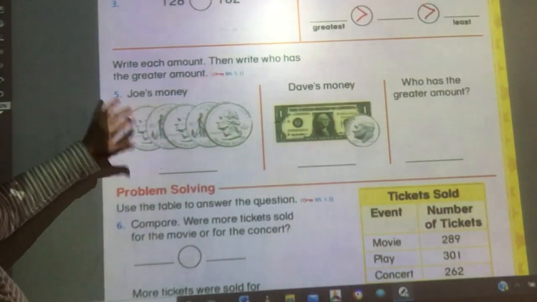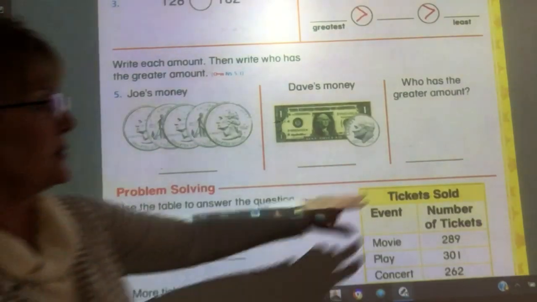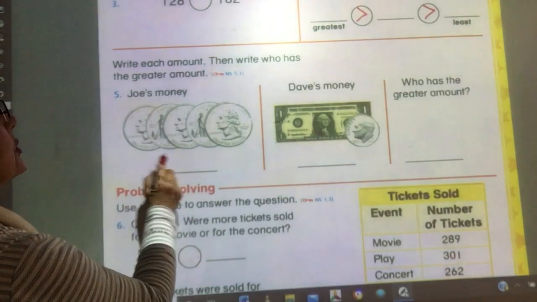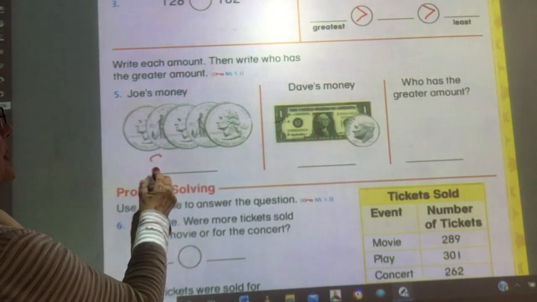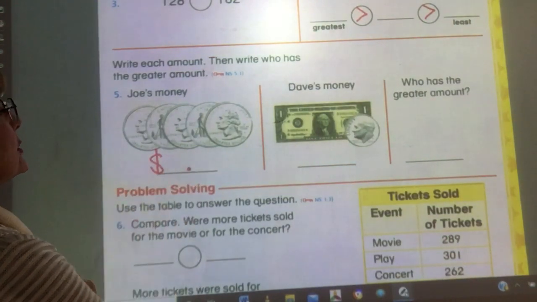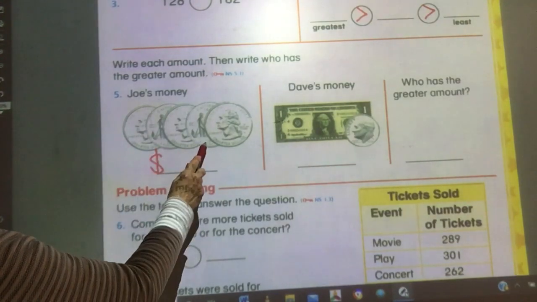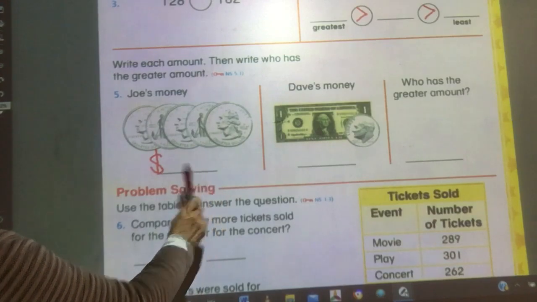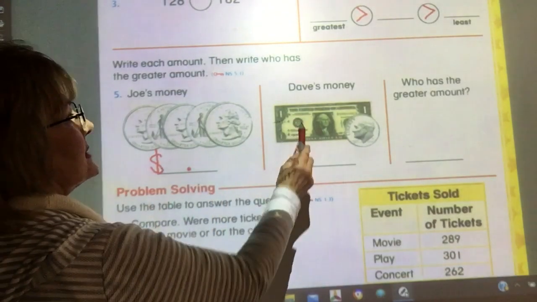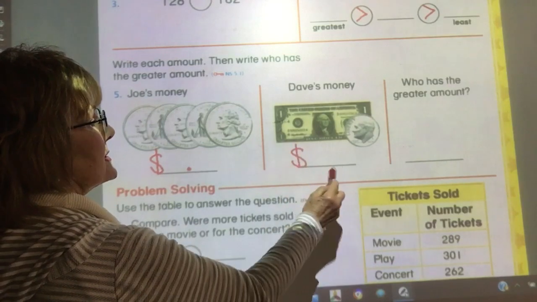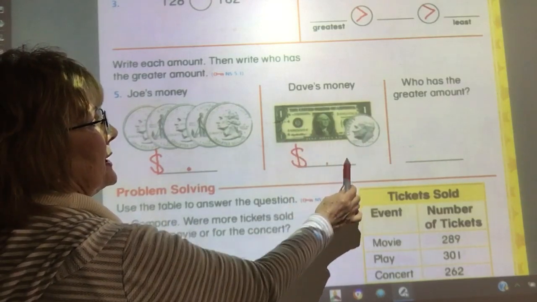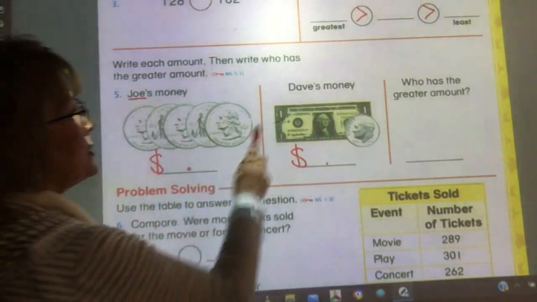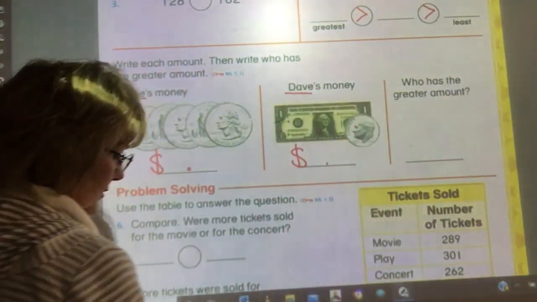Write each amount. Then write who has the greater. So you've got all quarters, right? So you're going to want a dollar sign and a decimal point. How many quarters does it take to make a dollar? And then what do you have left over? And then Dave, he's got a dollar, so get your dollar decimal point, how many cents he has, and then write either Joe or Dave has the greater amount.